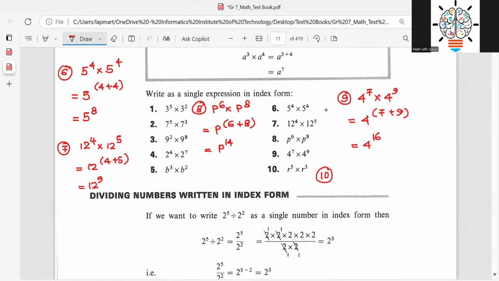Then the 10th one, we have r to the power of 5 times r to the power of 3. So r to the power of 5 plus 3, which is r to the power of 8. Right? So 5 to the power of 8, 12 to the power of 9, p to the power of 14, 4 to the power of 16, and r to the power of 8. Okay, children, so that is all about the homework parts.